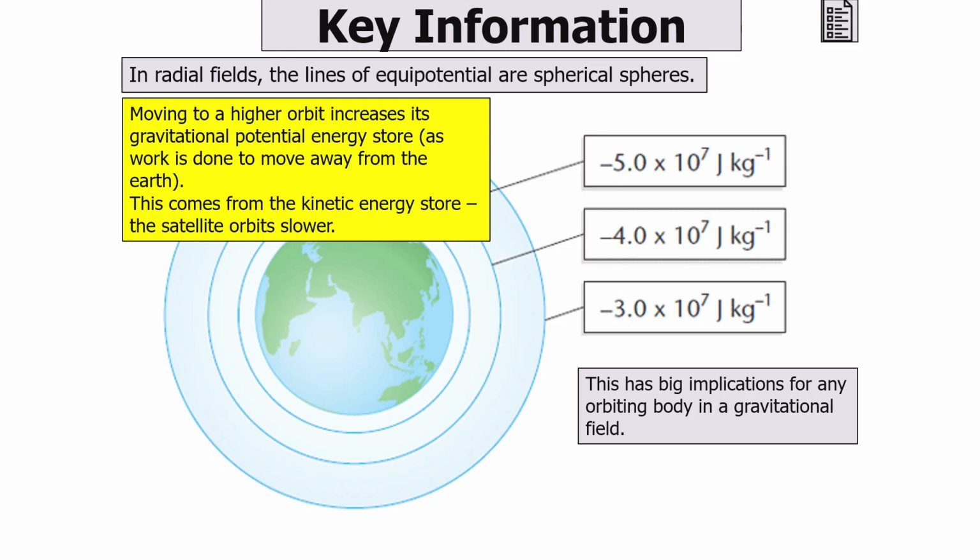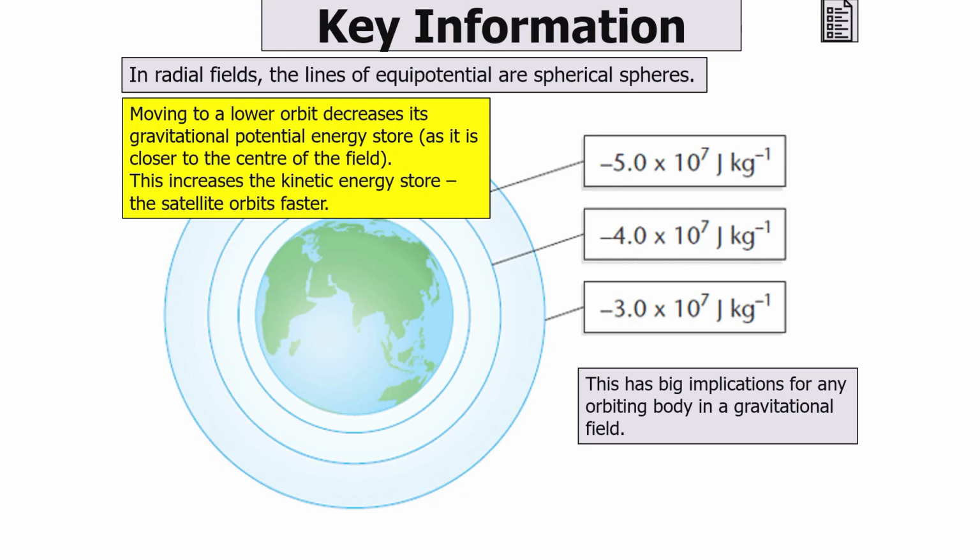This comes from the kinetic energy store, so the satellite orbits slower. Whilst moving to a lower orbit decreases its gravitational potential energy store as it's closer to the centre of the field. Now this increases the kinetic energy store so the satellite orbits faster.